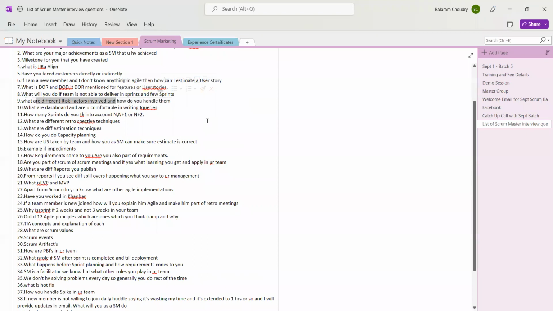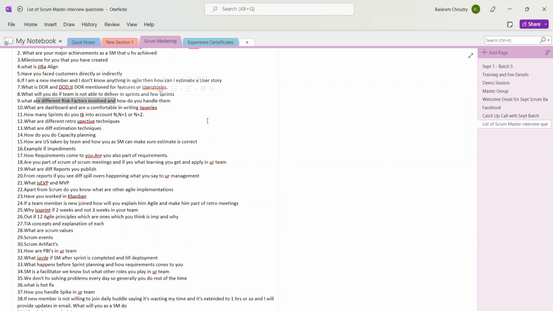Remember, here risk means non-delivery or the possibility of failing to deliver. Okay, in the agile world, risk means non-delivery or the possibility of failing to deliver a user story which is critical for the business.